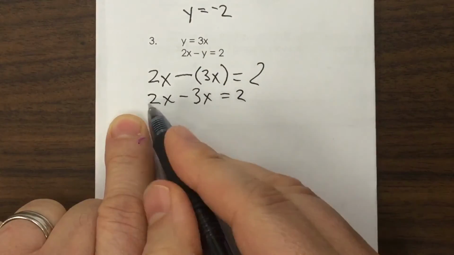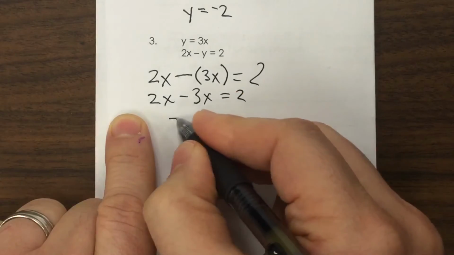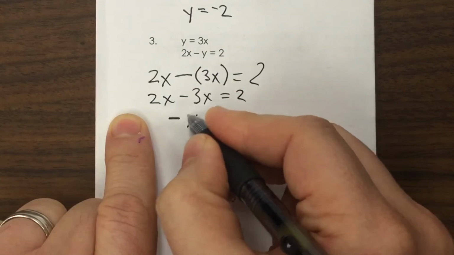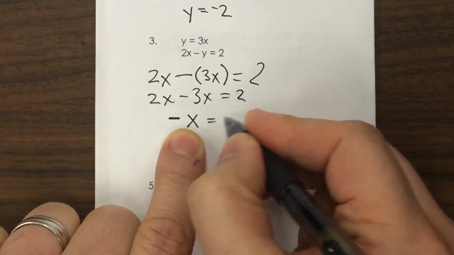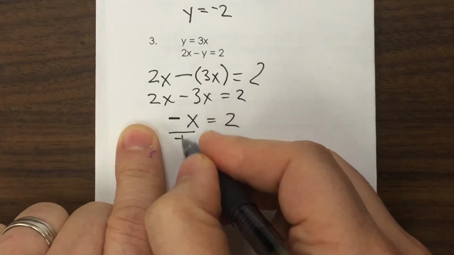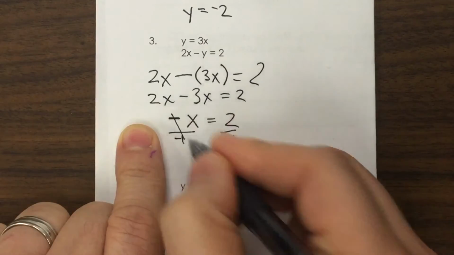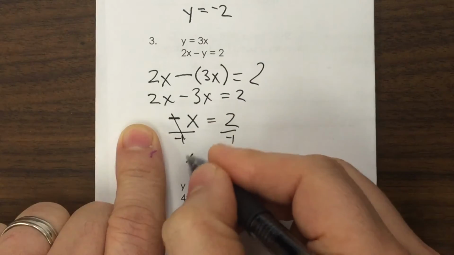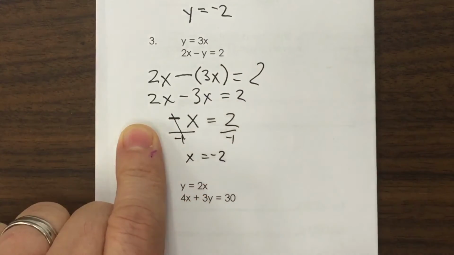When I combine those terms, I end up with negative 1x, which you could write with the 1 invisible. Negative x equals 2. And to get rid of the negative, you could divide both sides by the negative 1. The signs will flip the other way. X is equal to negative 2.